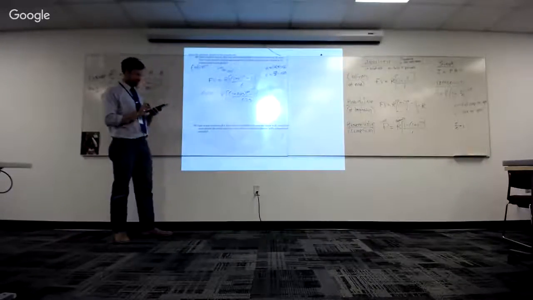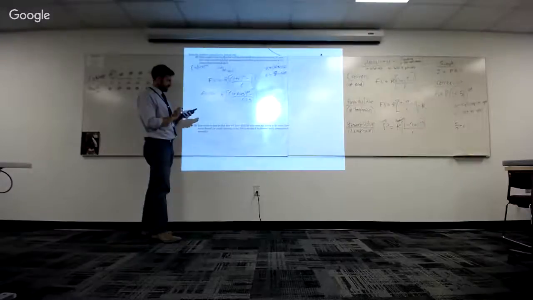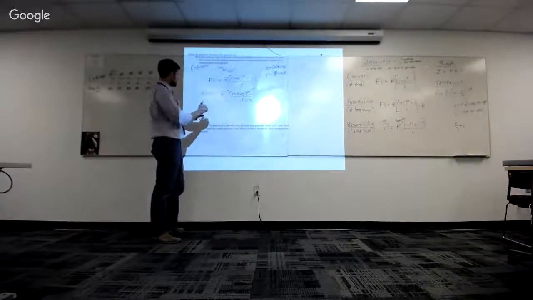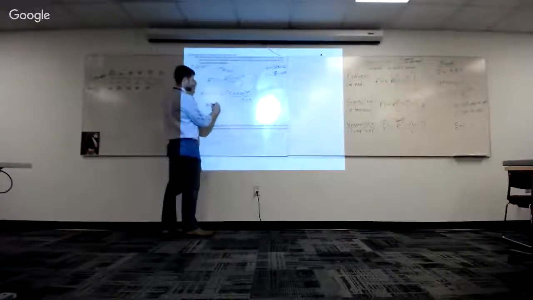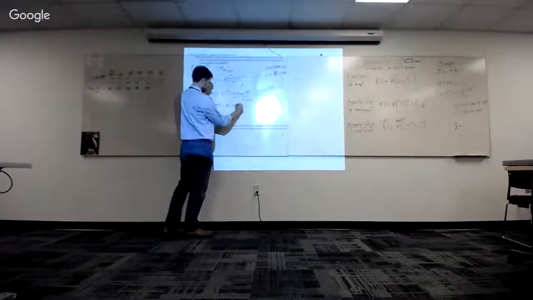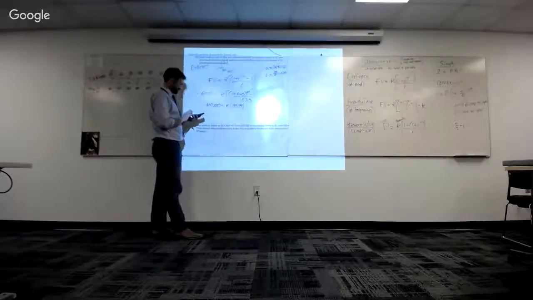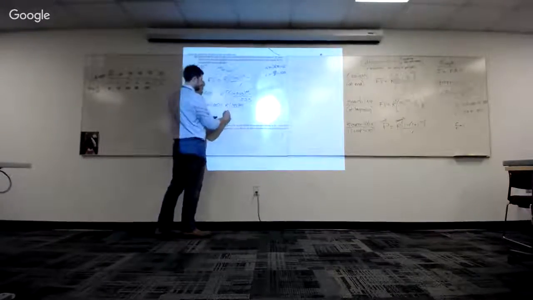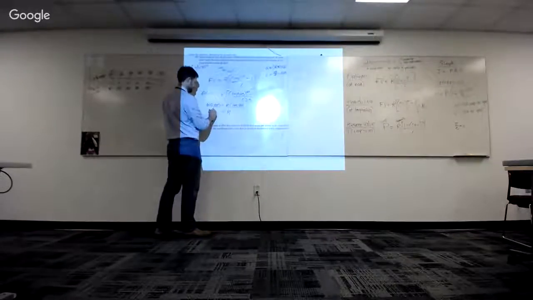1.025 to the 60 minus 1 divided by 0.025. So I got 610,000 equals R times 135.99. So then I got a payment of 4485.